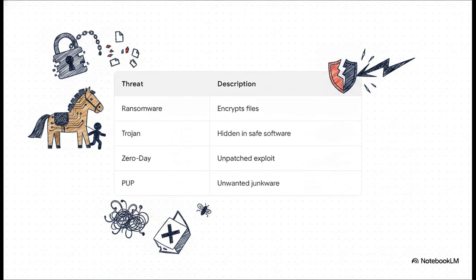A PUP is a potentially unwanted program, usually just annoying bundled junkware. But that third one on the list, a zero-day, that is the ultimate IT nightmare. A zero-day is a vulnerability actively being exploited before the software publisher even knows about it or creates a patch. There is literally zero time to prepare.